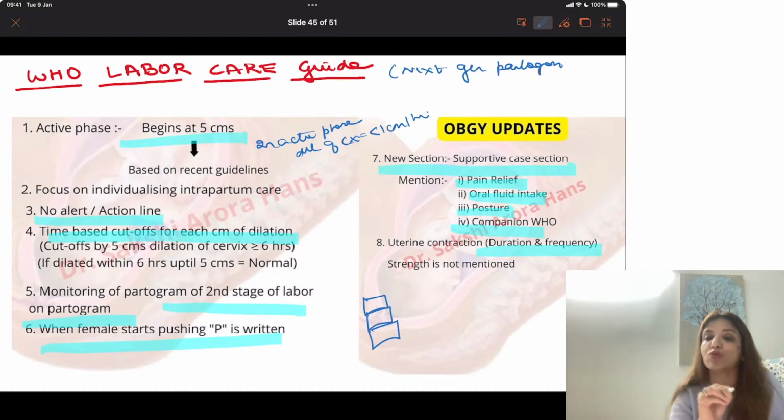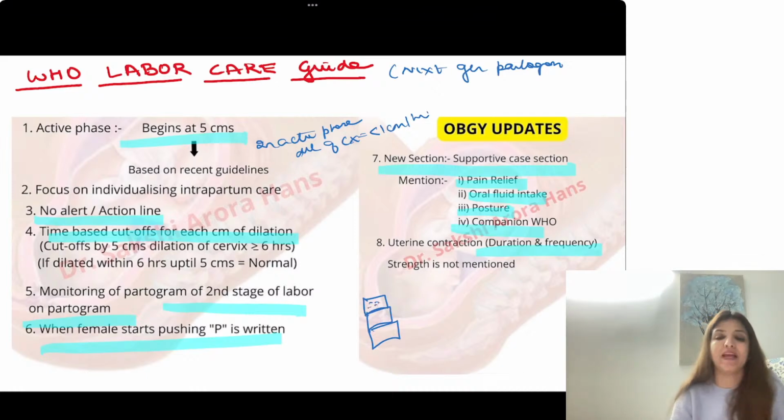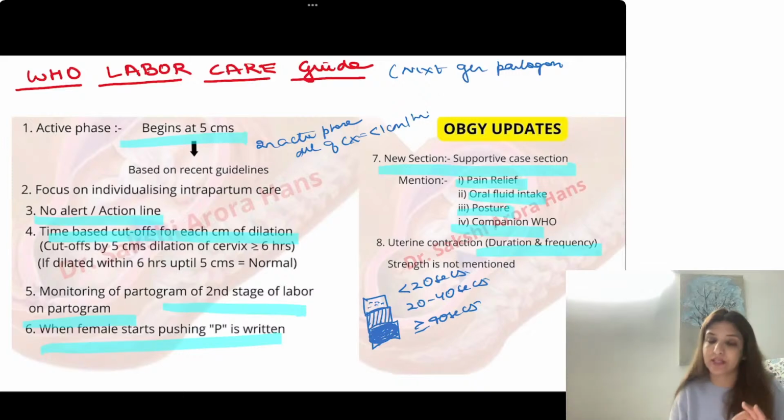The way in which you color the box tells you for how long the contraction stayed. So if you make dots, that means the contraction lasted for less than 40 seconds. So all these things are still there. The only thing is that strength is not to be mentioned. Earlier also in the modified WHO partogram, there was a provision of mentioning the strength. It was not mandatory that you measure the strength of the uterine contractions, right? Clear to all of you?